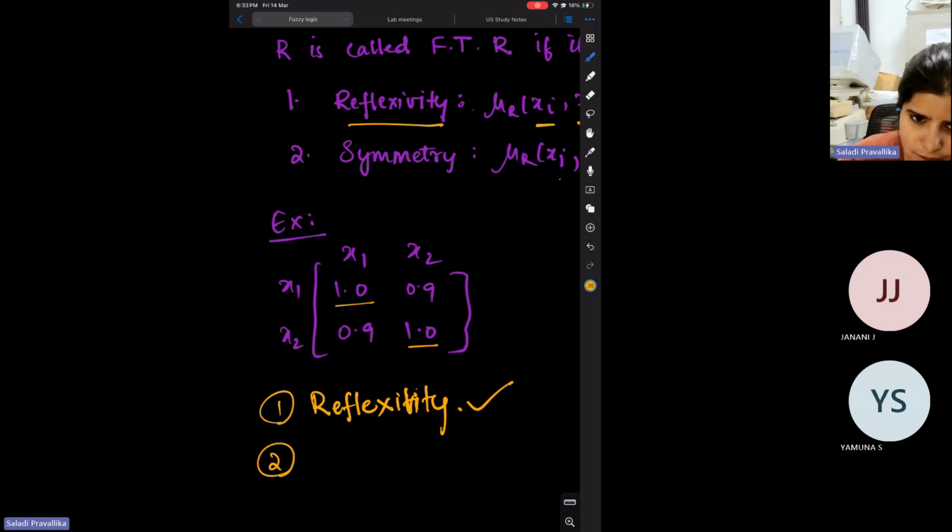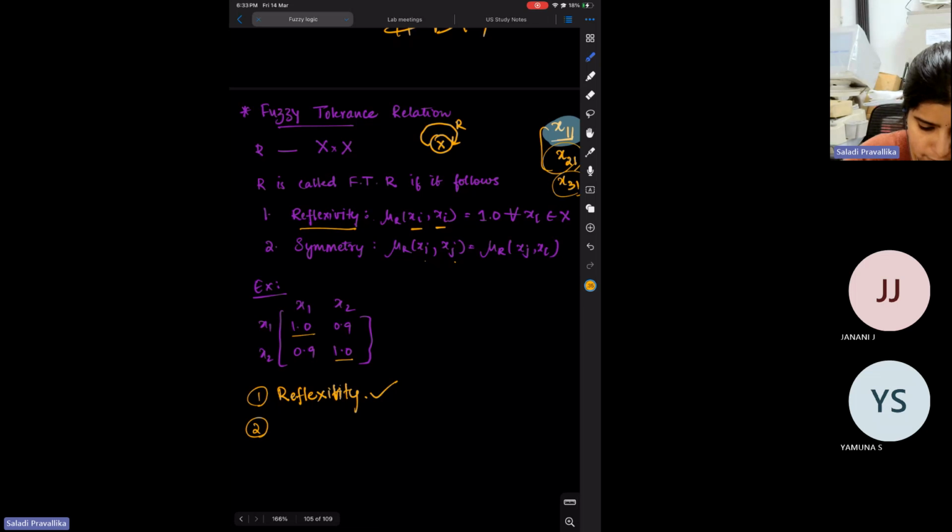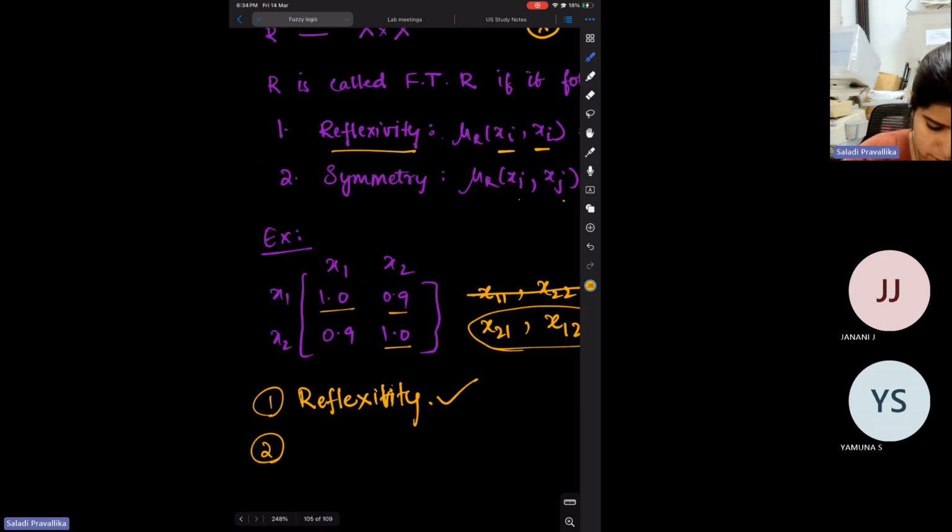The next one is to look for symmetry. Here we have only two pairs, x11 and x22, which are covered under reflexivity, and x21 and x12. For symmetry, we only look at x21 and x12 because that's the only pair possible for this given matrix. x21 is 0.9 and x12 is also 0.9. Both of them are equal, so it is symmetric as well.